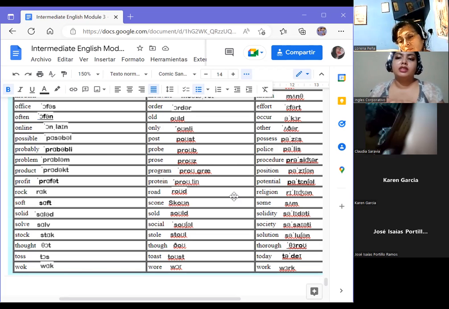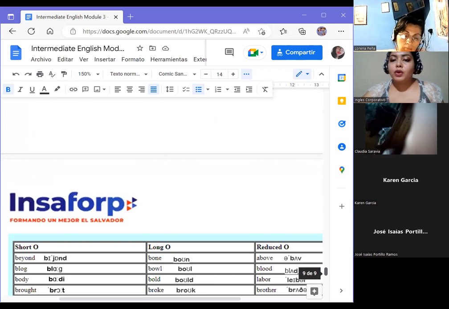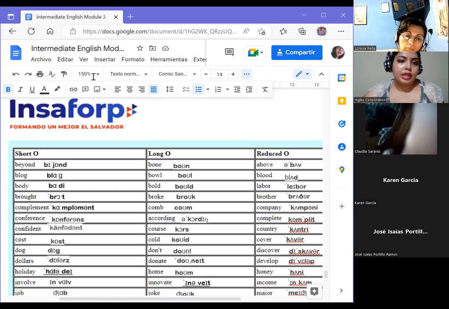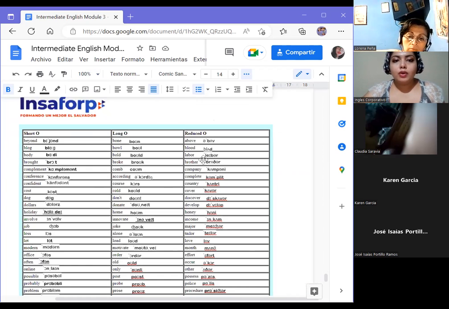In this case, just like to know how many sounds do we have for one vowel. In this case, we have three for the O sound. That is the short O, the long O, and the reduced O for the O vowel sound.